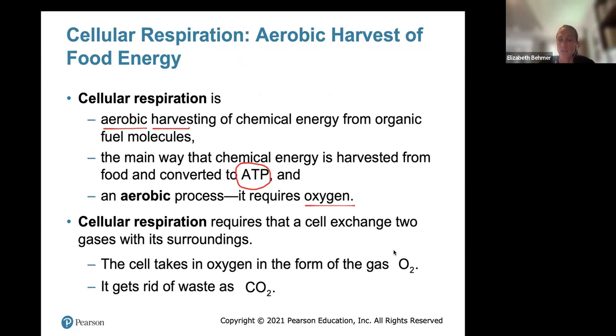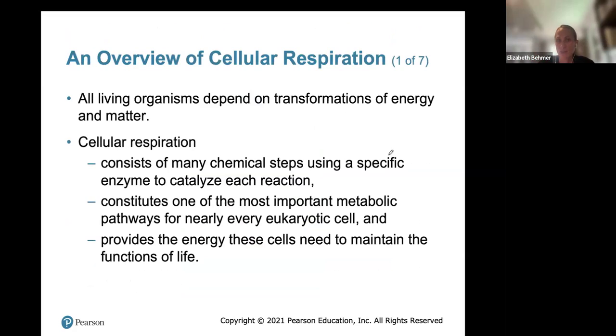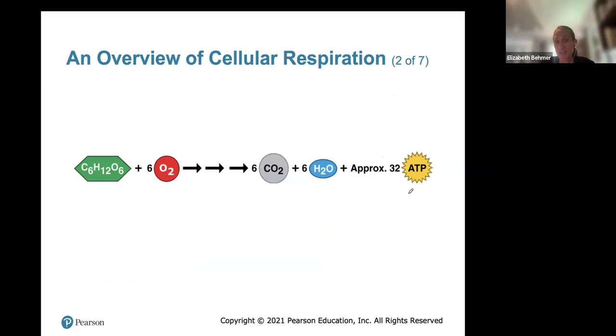Cellular respiration requires that a cell exchange two gases with its surroundings. The cell takes in oxygen in the form of gas, and it gets rid of waste as CO2. And that's what we exhale, that CO2, which is a waste product of cellular respiration. It consists of many chemical steps using specific enzymes. It constitutes one of the most important metabolic pathways for nearly every eukaryotic cell, and it provides the energy these cells need to maintain the functions of life.